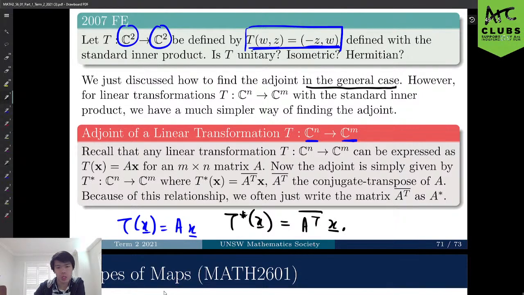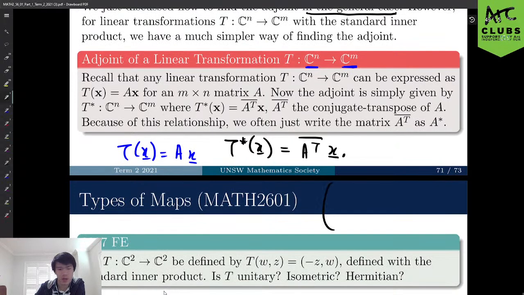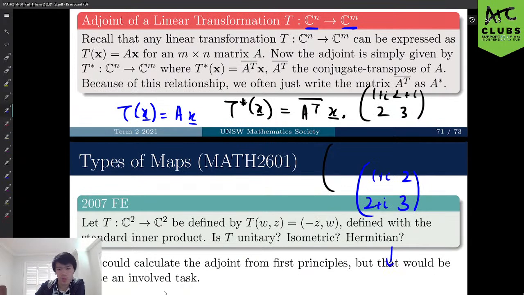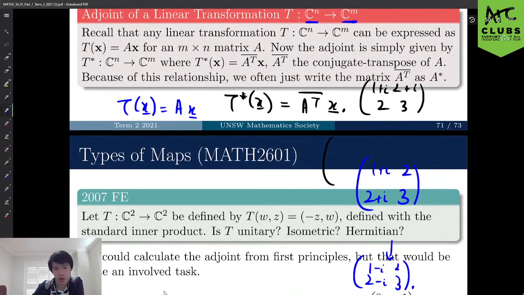What that is, we just take the matrix. Let's say we have something like 1 plus i, 2 plus i, 2, 3. The conjugate transpose is, first of all, take the transpose. We'll swap this around and get 1 plus i, 2, and then 3, 2 plus i. Then we take the conjugate. So we get 1 minus i, 2 minus i, 2, 3. That will be the conjugate transpose.